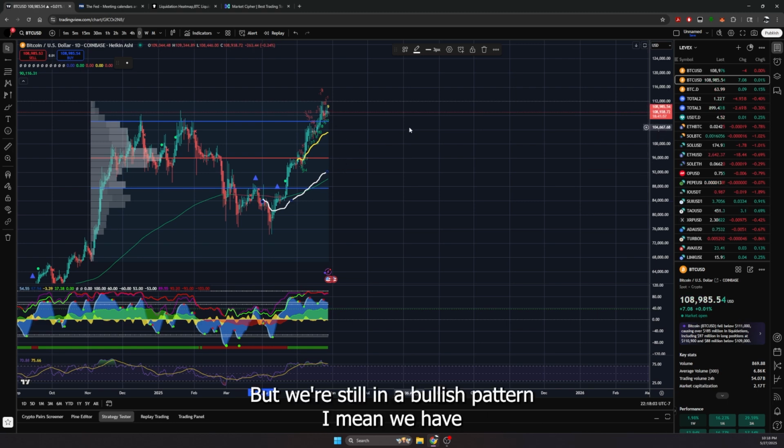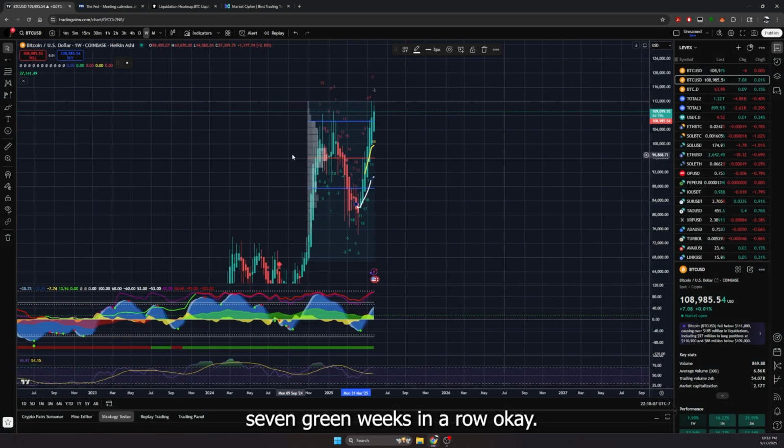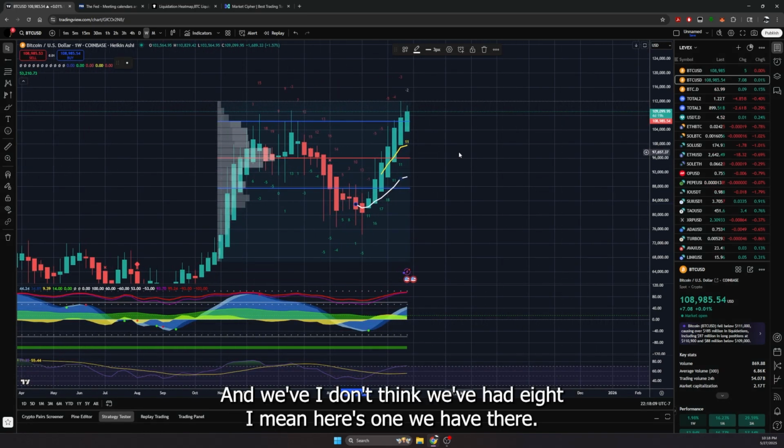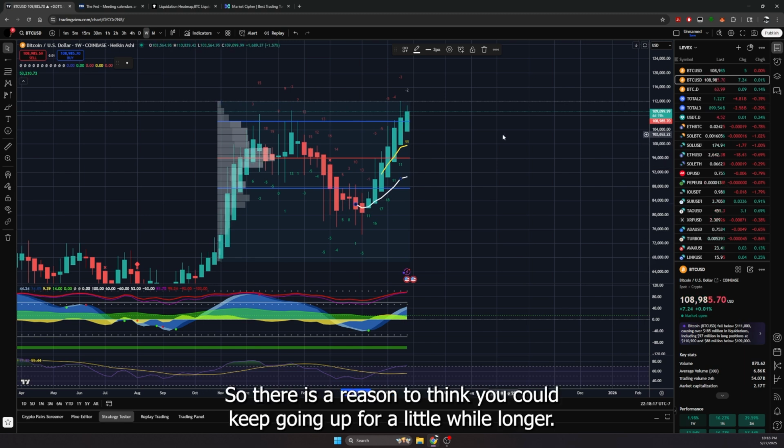But we're still in a bullish pattern. I mean, we have 7 green weeks in a row, okay? And I don't think we've had 8. I mean, here's one. We've got 9 right here before getting checked. So there is a reason to think you could keep going up for a little while longer.